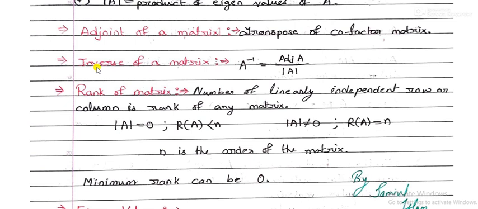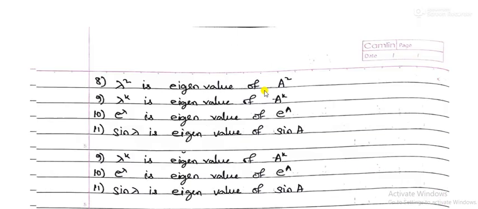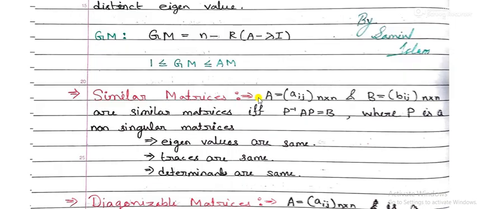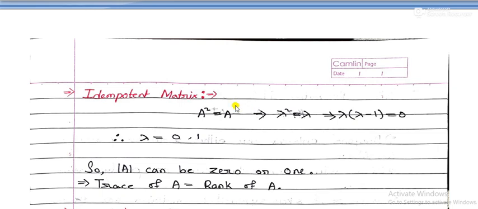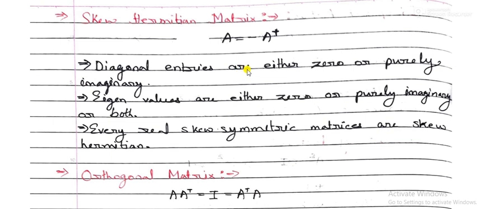If you prepare these portions, the inverse of a matrix is a question frequently asked in the GATE exam. Rank of a matrix is also asked in the GATE exam. Eigenvalues of a matrix are asked everywhere: CSIR-NET, GATE, TIFR, JEST. Similar matrices and diagonalizable matrices are asked in TIFR and JEST, and this portion is very important for the CSIR-NET exam.